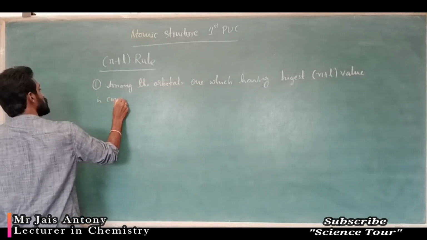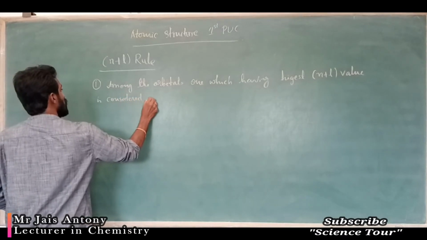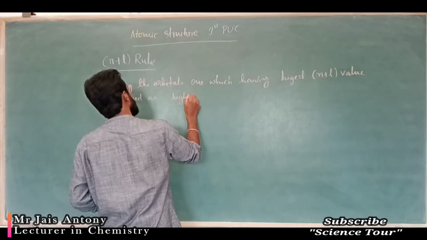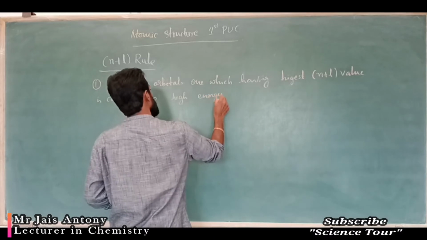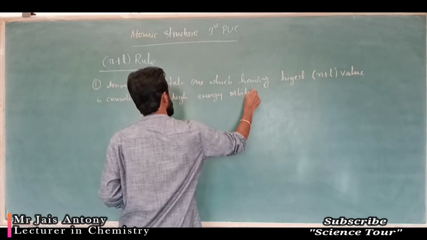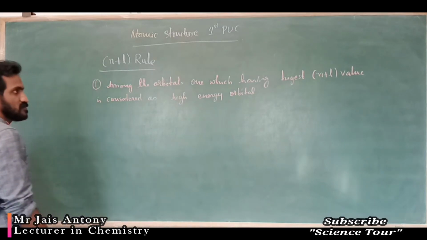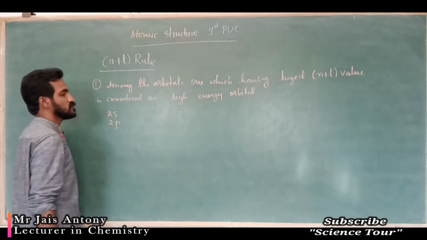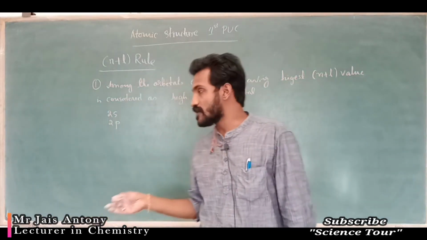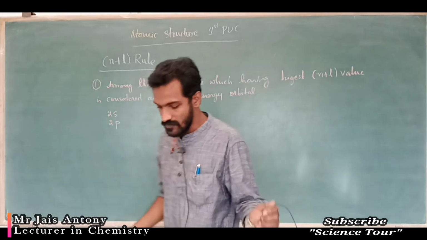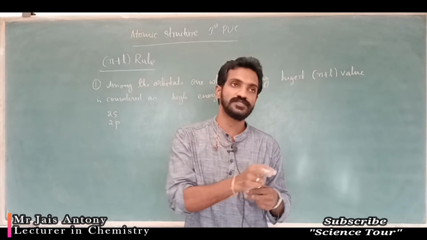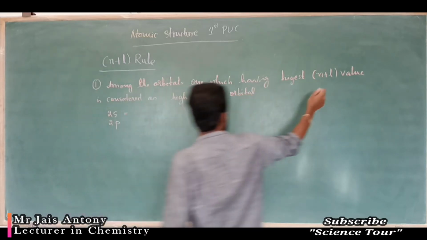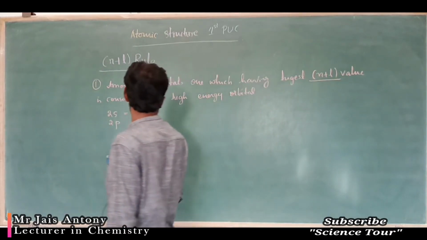is considered as the high energy orbital. For example, I will give you 2s and 2p. In this, you have to find out which one has the highest energy, whether 2s or 2p. Among the orbitals, the one which has the highest n plus L value is considered as the high energy orbital.